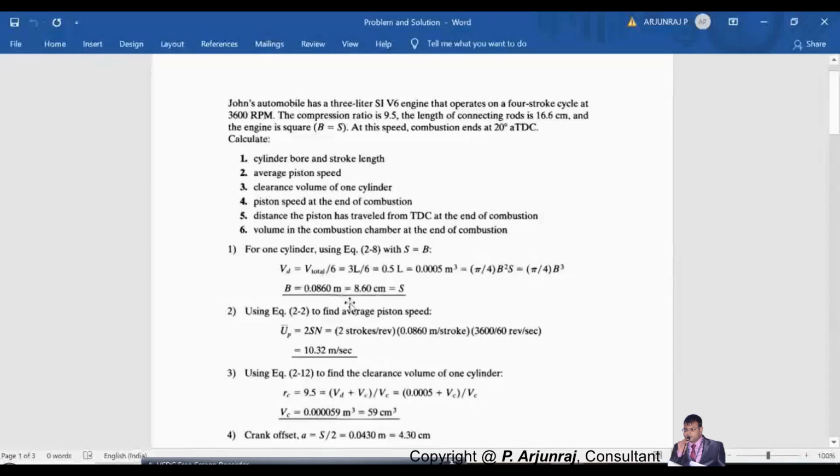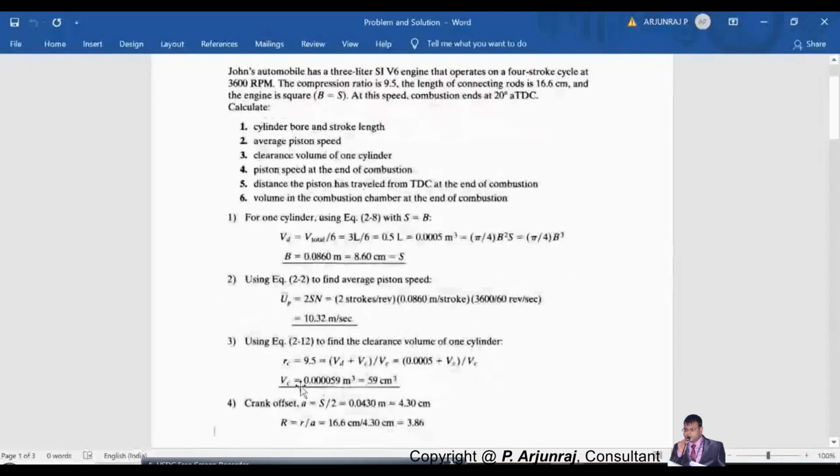And then you should also find out the VC, which is nothing but the clearance volume, and it can be either in meter cube or in centimeter cube. So when you do the reverse calculation, you will be able to find VC. Maybe you can also check on your calculator whether you're getting the value or not.